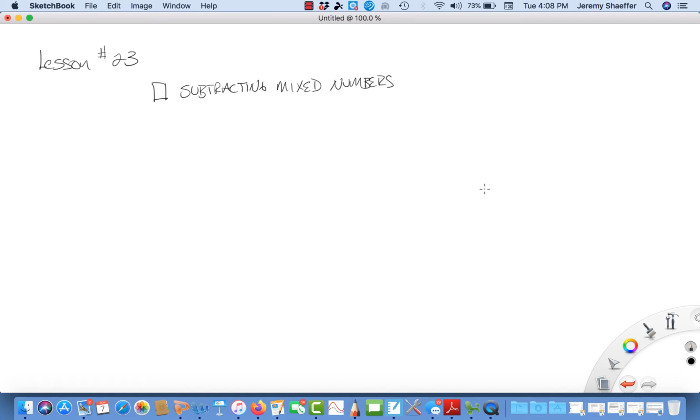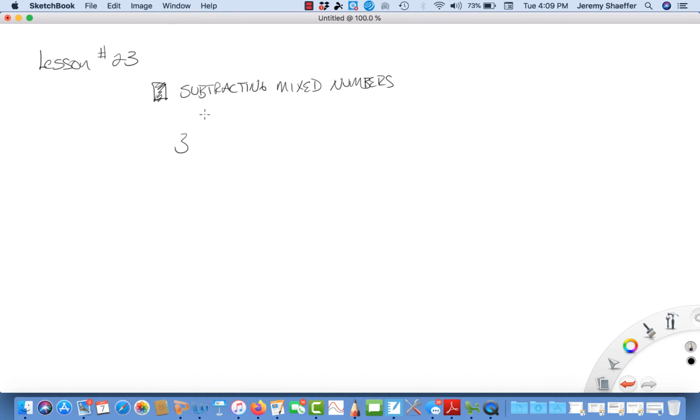Saxon Math Course 2. We are in Lesson 23 today, and we're going to start on page 163. Our goal today is to subtract mixed numbers. So, what is a mixed number?